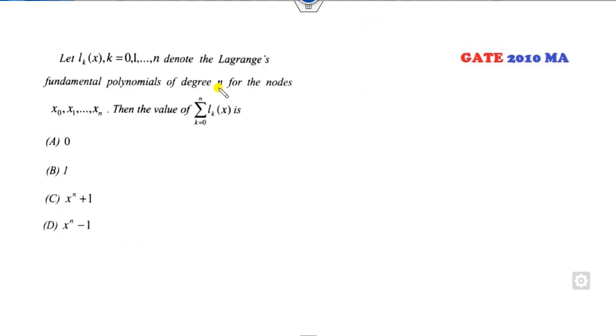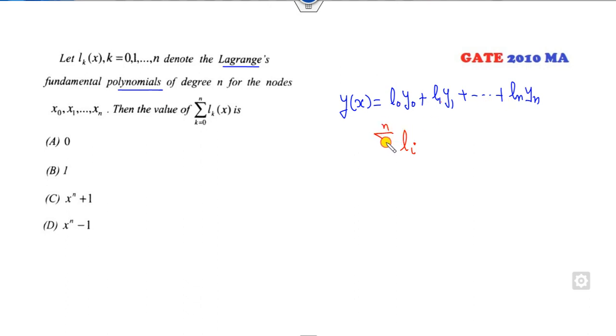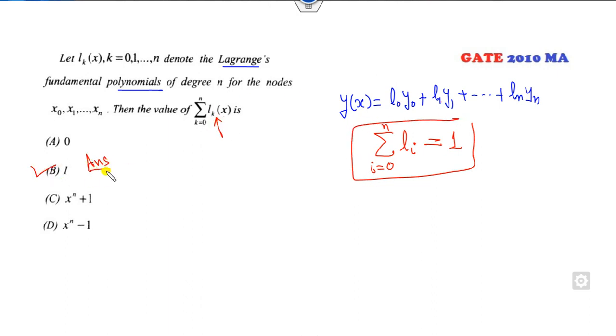Okay, look at this another one. Lagrange interpolation formula. We all know that whenever you want to find the polynomial by using Lagrange interpolation, you try to solve it in this manner. Then what is the condition on these Li's, L0, L1 up to Ln? The only condition here is that the sum must be 1, and that's the question they are asking. What will the sum be? 1 is the right answer to this problem. Clear?